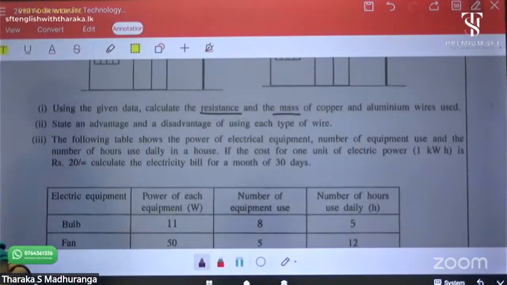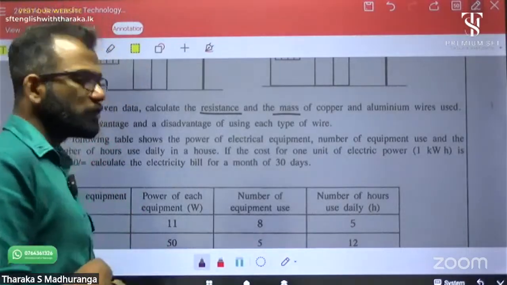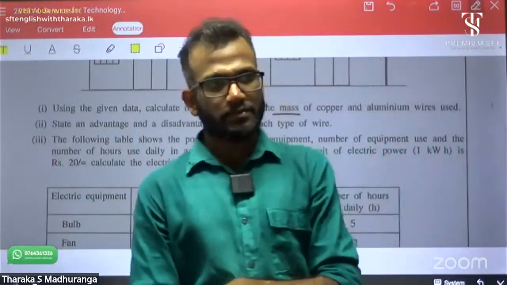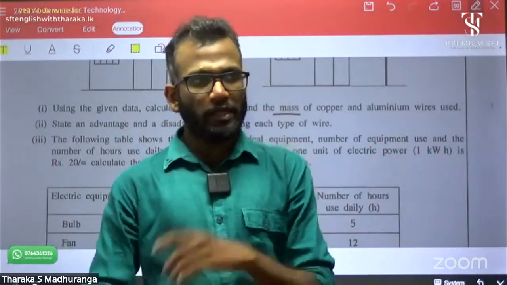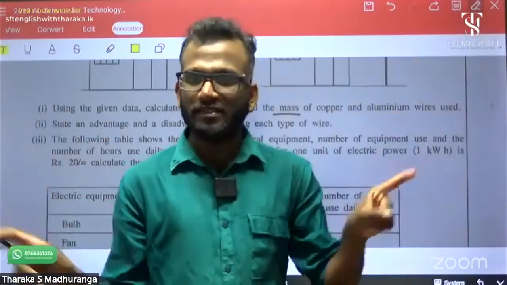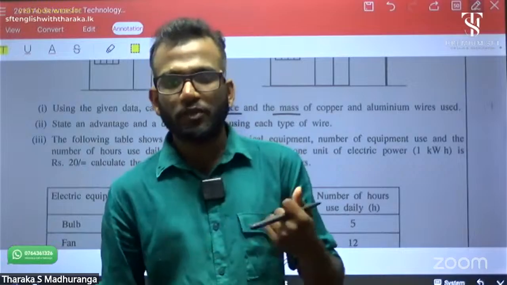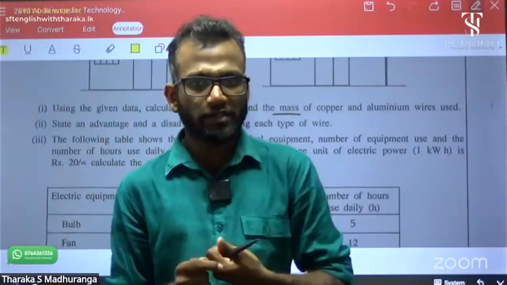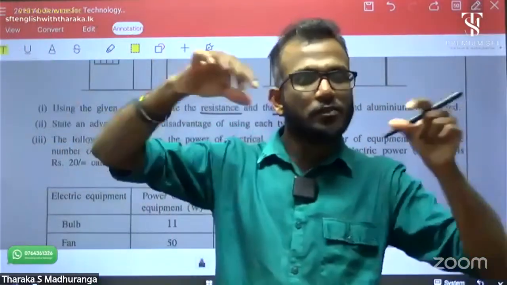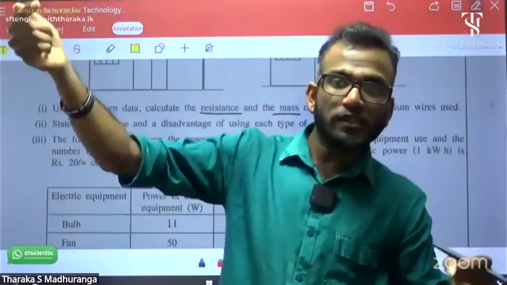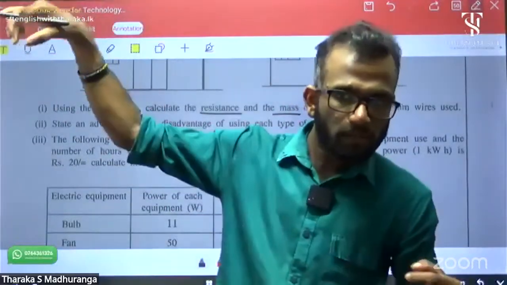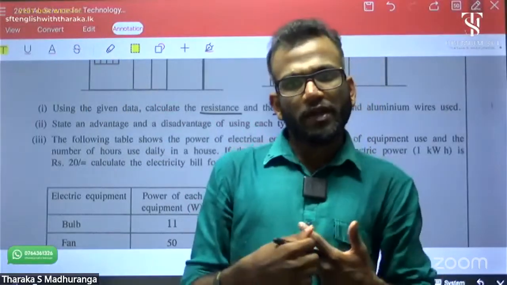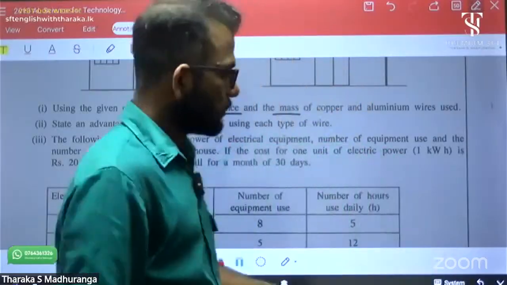Second one, state an advantage and a disadvantage of using each type of wire. What are the advantages of using copper? Normally in our house wiring systems we use copper wires, no? But in long distance transmission systems, what do they put along your roads? Aluminium cables.